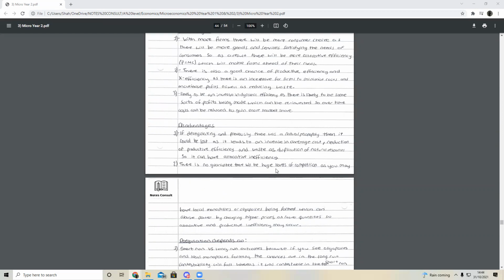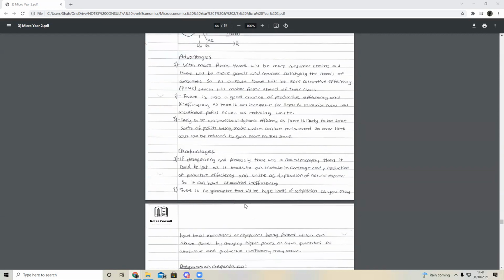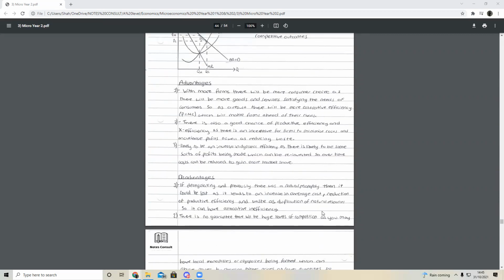There is no guarantee there will be huge levels of competition, as you may have local monopolies or oligopolies being formed, which can abuse power by charging higher prices at lower quantities. So allocative and productive inefficiency may occur. Just because you deregulate a market doesn't mean it's going to guarantee huge levels of competition. Maybe the incumbent firms just become bigger and become monopolies and oligopolies. Do you get it? Yeah.